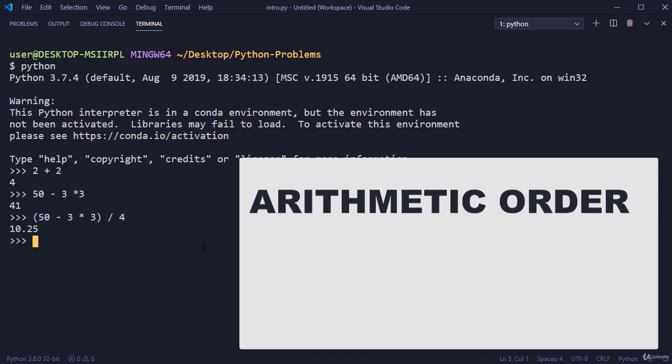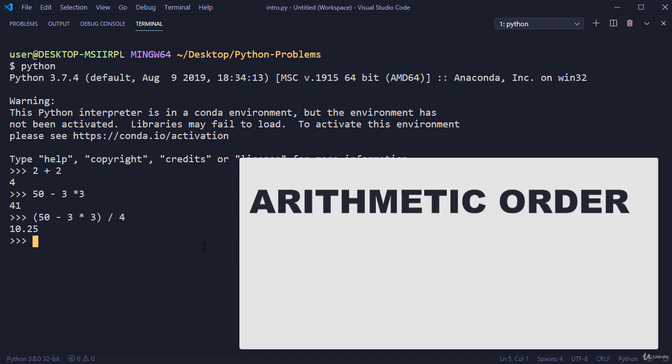But when you see something like 50 minus 3 times 3 in between parentheses divided by 4, what part should you calculate first? In this case, start at the left and go to the right, or go from right to left. If you calculate them in the wrong order, you'll get a wrong answer for sure.